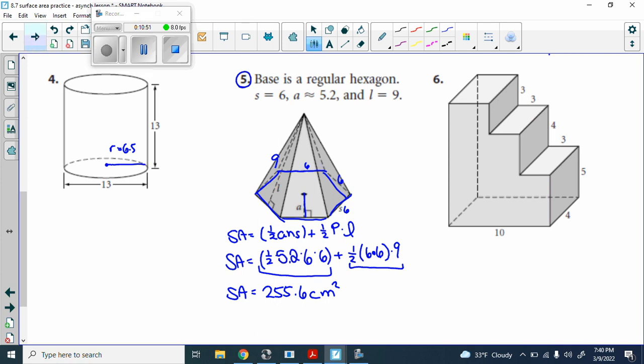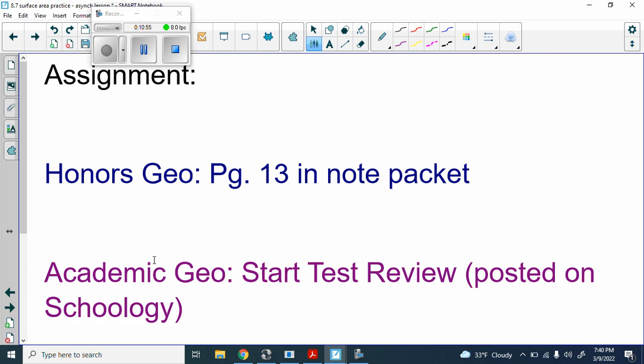Okay, let me give you your assignment. Look at this next screen carefully because each class has something a little bit different to do. Honors Geometry, you're going to try the problems on page 13 in your note packet. If it did not copy well, I attached a better copy to Schoology. You can pull that one up. Sometimes those things don't get shaded very well.